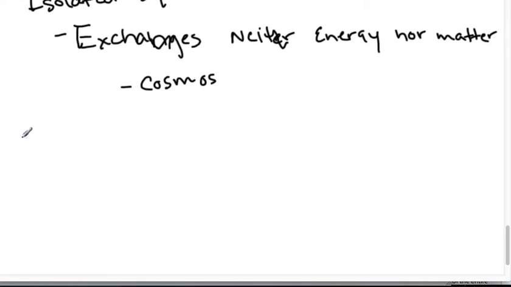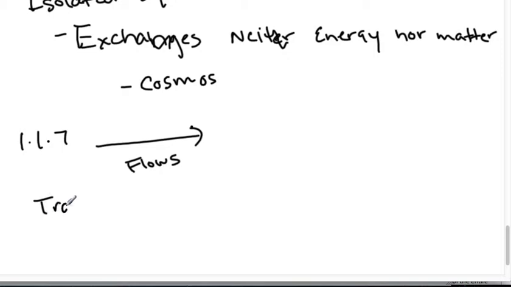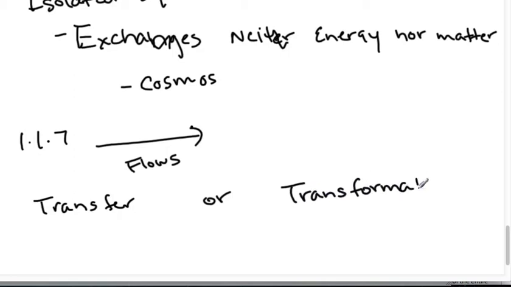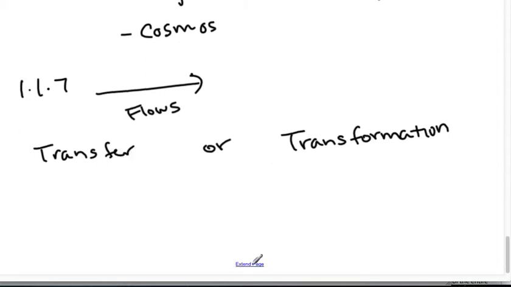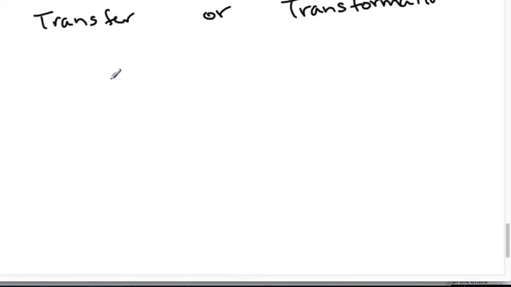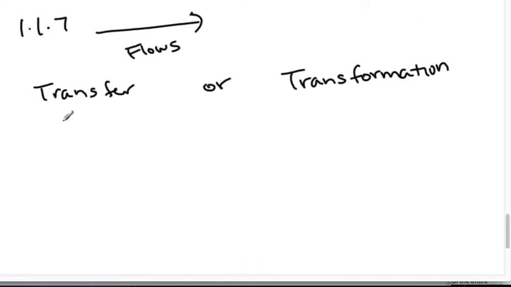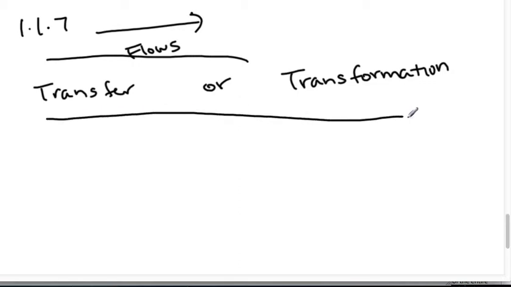Our next topic that we're going to talk about is we're actually going to skip a few assessment statements. We're going to do 1.1.7, which is the idea of when we look at flows, they can be classified as either a transfer or a transformation. And I would make a double bubble map, but it's hard with this pen. So I'm just going to make a T chart.